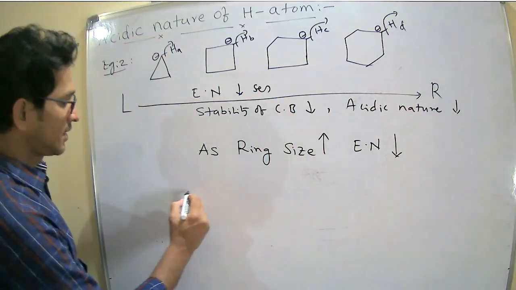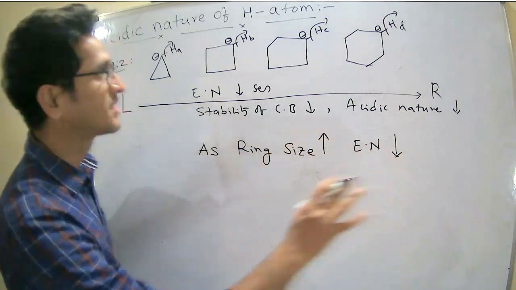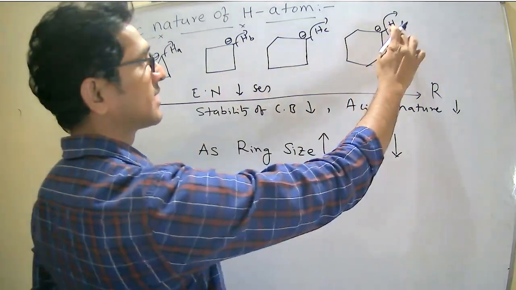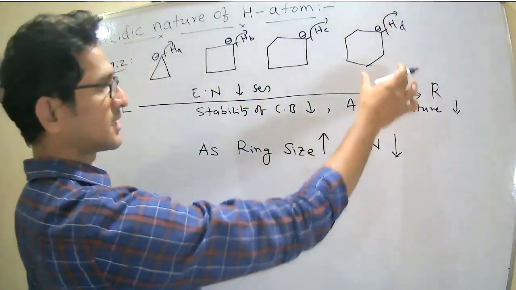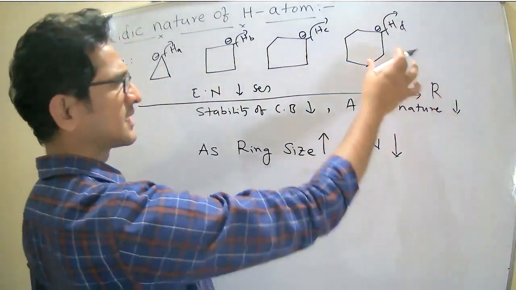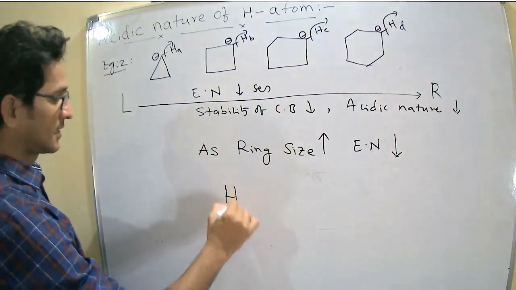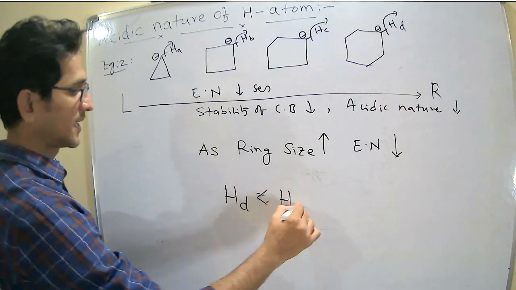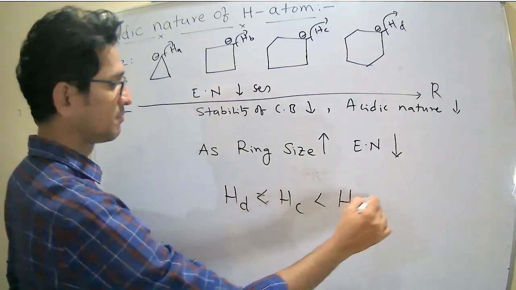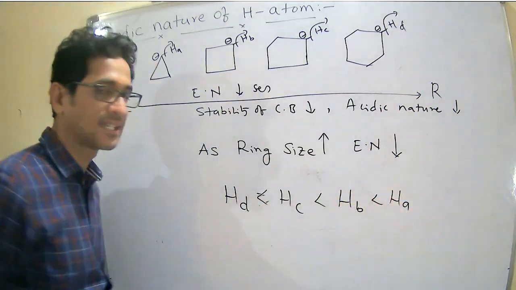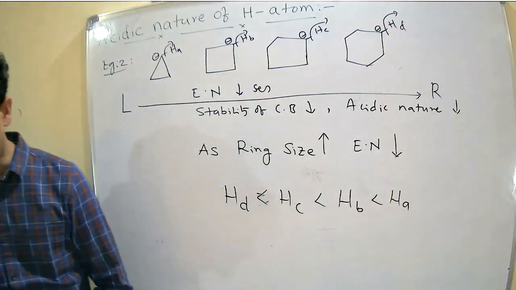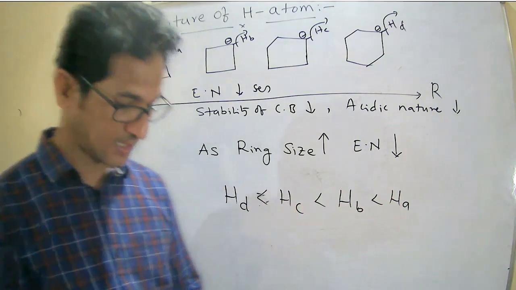So this is the increasing order of the acidic nature. This is less stable, so it is less acidic. Acidic nature decreases. This is the least acidic. Hd, sorry, Hc, Hb, and He. This is the order, right? Okay. Next.